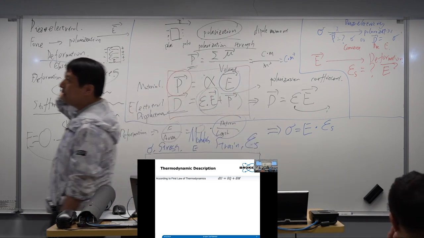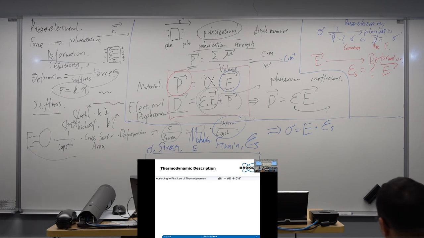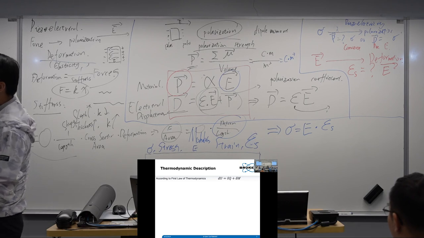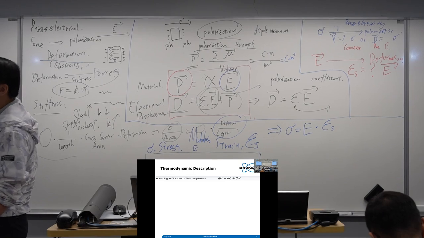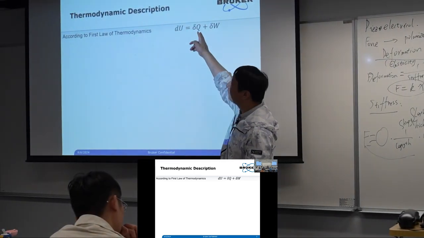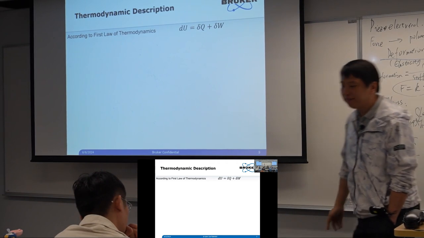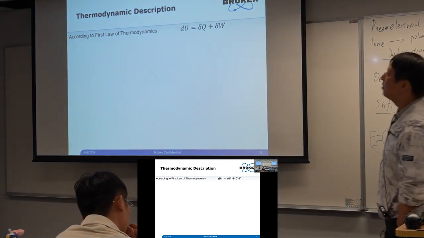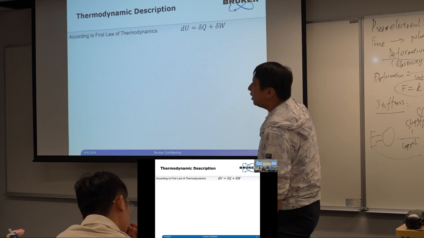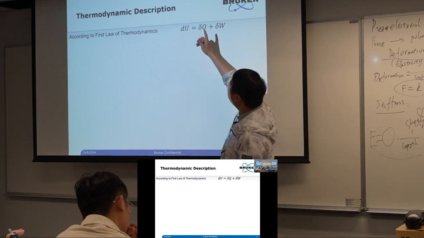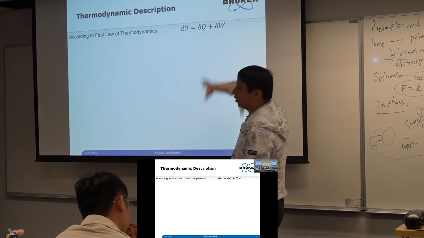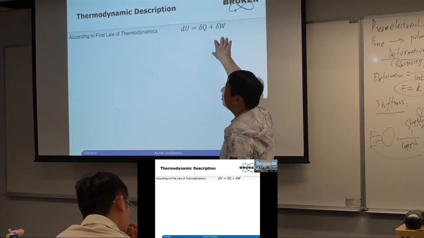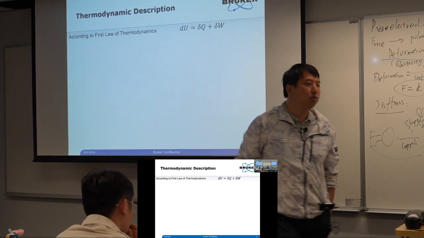So the first law means if we want to change the energy of the material, you can do two types of energy exchange. The first is heat. The second is work, right? So that's the first law of thermodynamics. The energy is conserved. You give some heat, you give some work, this energy will not be gone. It will change the internal energy of our material.